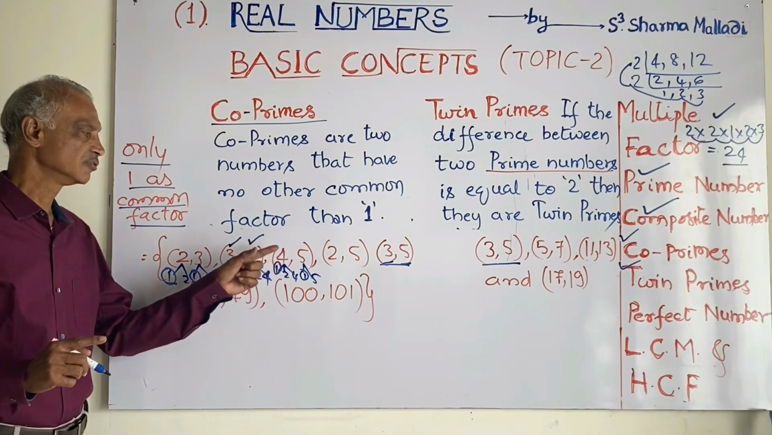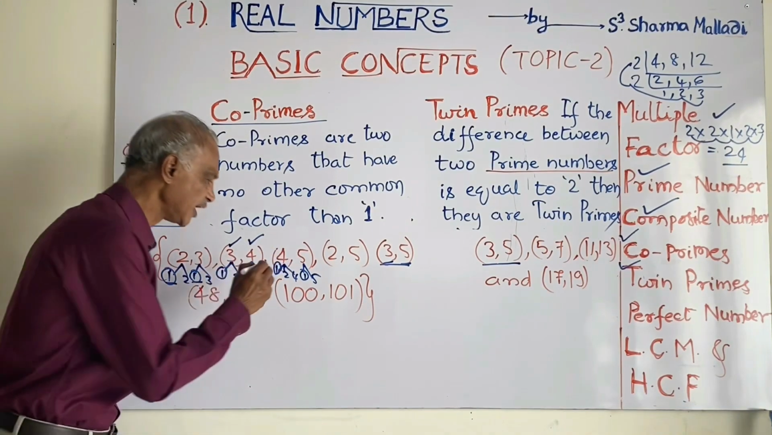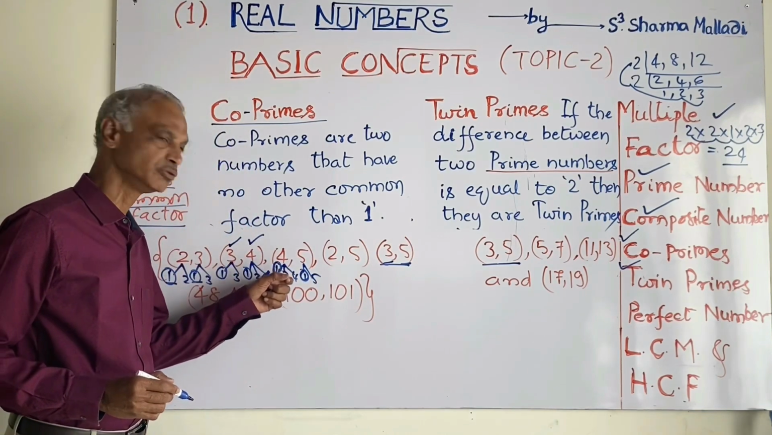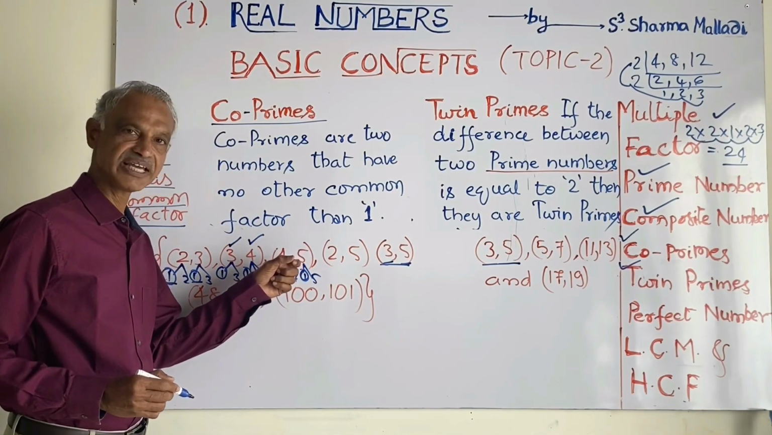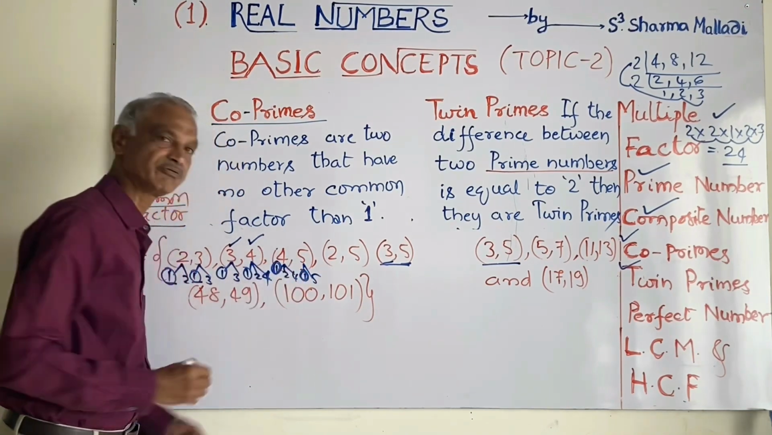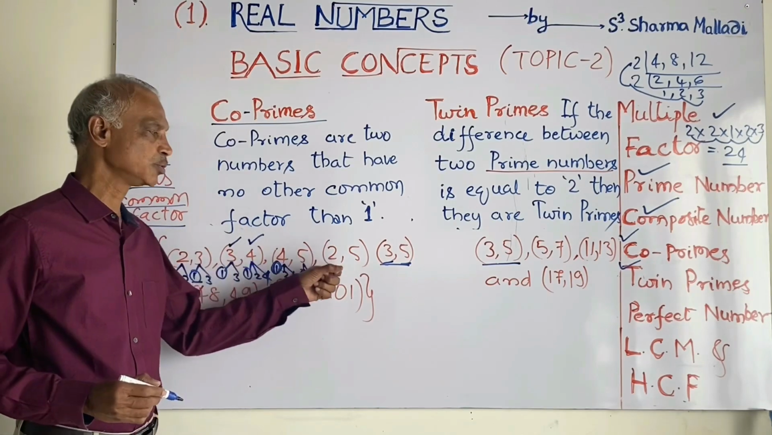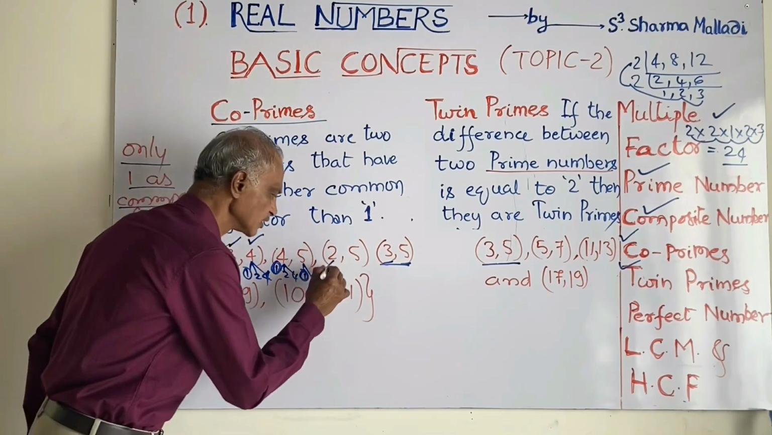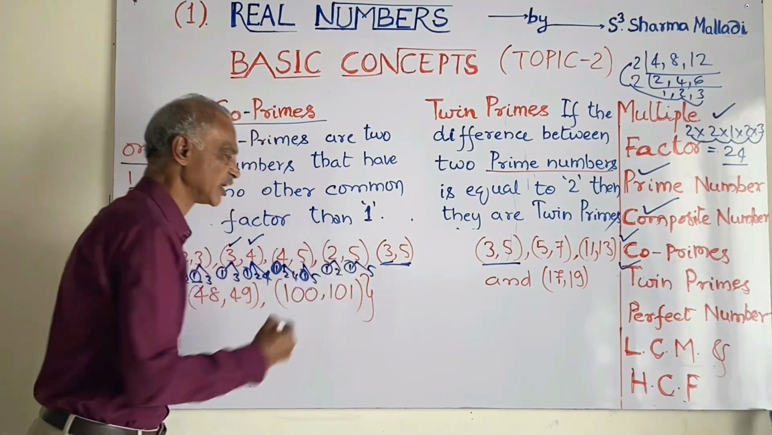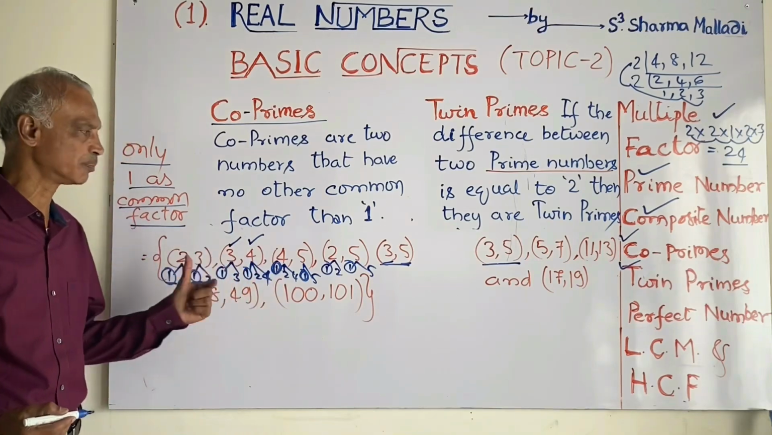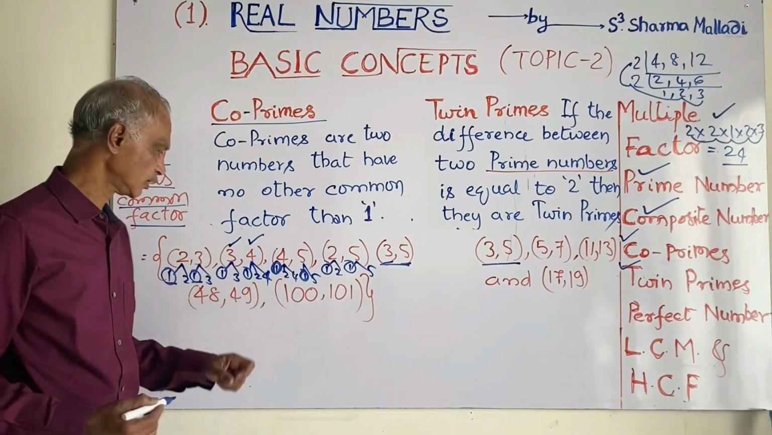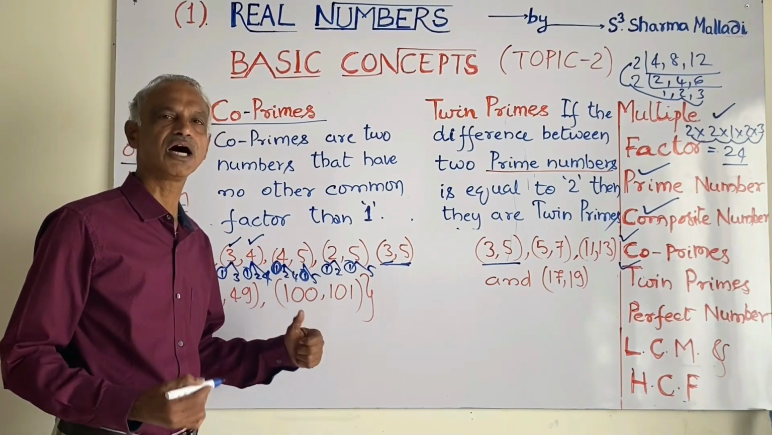Now 4 and 5 are co-primes because they are having only 1 as a common factor. What are the factors of 4? 1, 2, 4. 5 is having 2 factors, 1 and 5. 1 is the common factor, therefore 4 and 5 are co-primes. 2 and 5 are co-primes because they are having 1 and 2, 1 and 5, because 1 is the common factor, therefore 2 and 5 are co-primes. 3 and 5, they are co-primes. 48, 49 co-primes, and 100, 101 are co-primes.